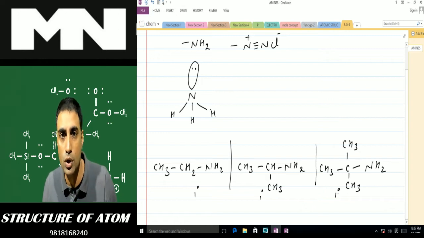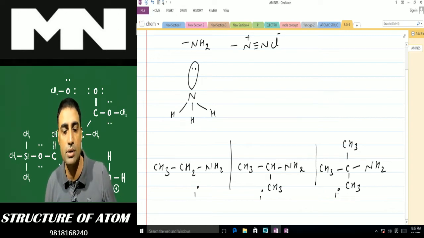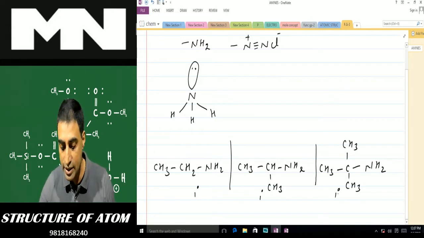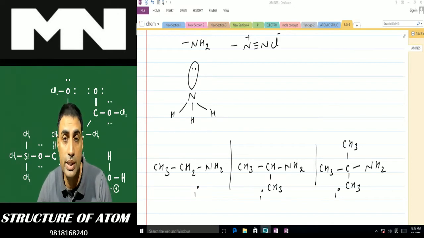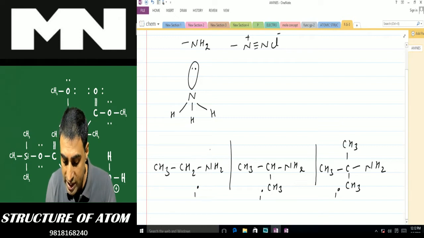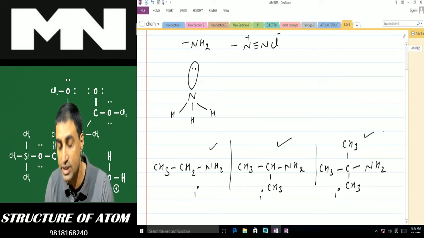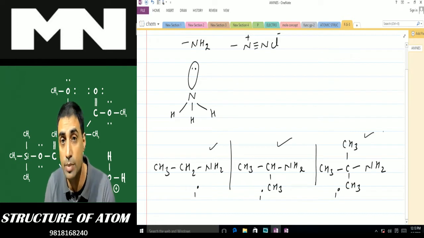In amines, we do not look at the structure of the hydrocarbon chain. In fact, we look at the number of hydrogen atoms which are present at nitrogen. If you have 2 hydrogen atoms attached to nitrogen, that means you have a primary amine. Whereas if you have only one, then it's a secondary amine, and if you have none, then it's a tertiary amine. So in primary amines you'll have 2 hydrogens attached to nitrogen, in secondary you'll have 1, and in tertiary you'll have no hydrogen attached to nitrogen. And this is what you can see here also. All these amines have 2 hydrogens attached to nitrogen. That means all of them are primary amines.